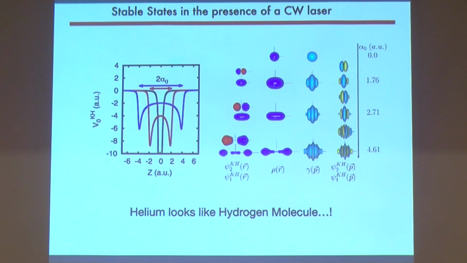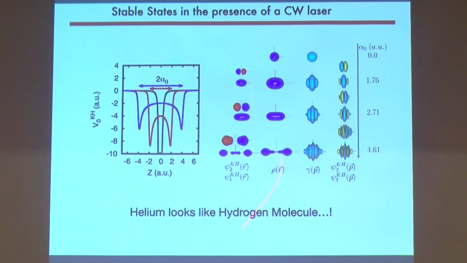Now, again, the same illustration. So now you have an effective potential which is dichotomous for an atom. And as you keep increasing the laser parameter, so this particular quantity alpha 0 is the classical quiver distance, which is a ratio between the amplitude epsilon 0 and a frequency square.